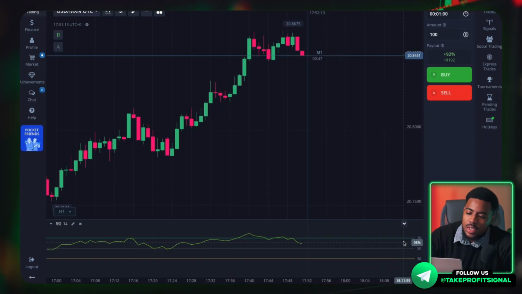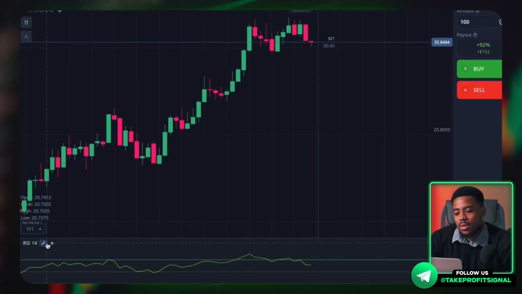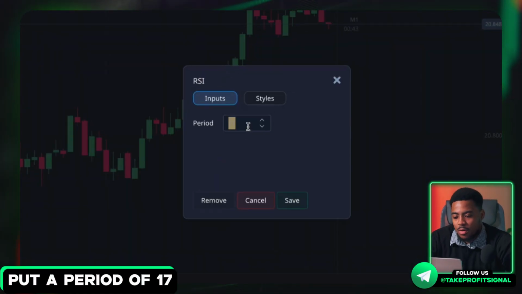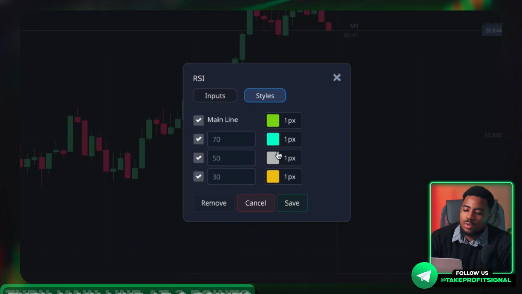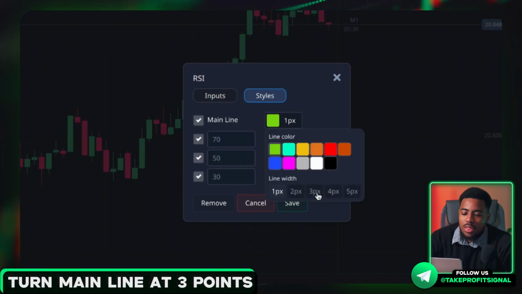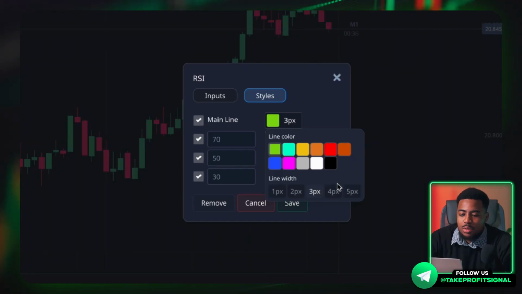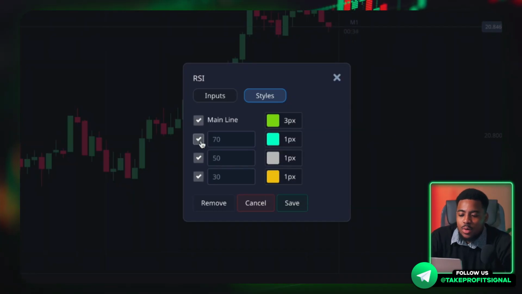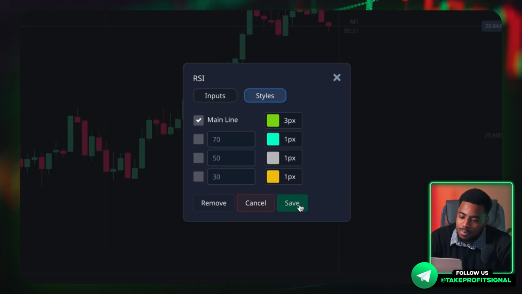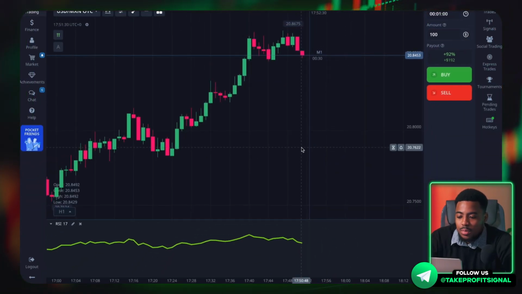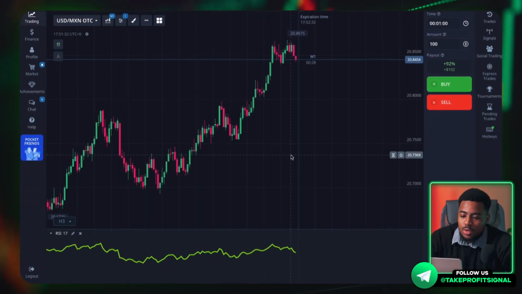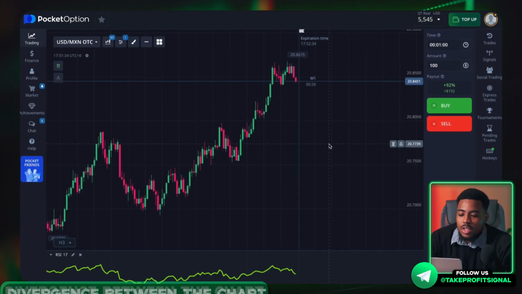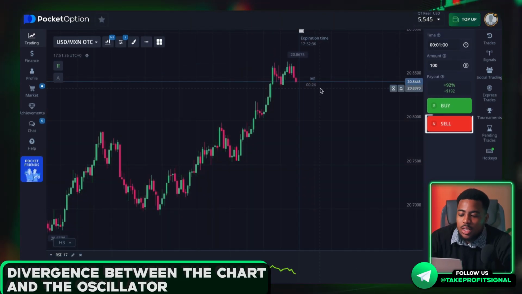Now we are going to tune it a little bit. Go to the settings, put a period of 17 in styles. Turn on the most important line at 3 points. All other lines can be turned off so that they don't interfere with us at all, because this is not going to be the most important thing now. So we will be looking for a divergence between the chart and the oscillator.